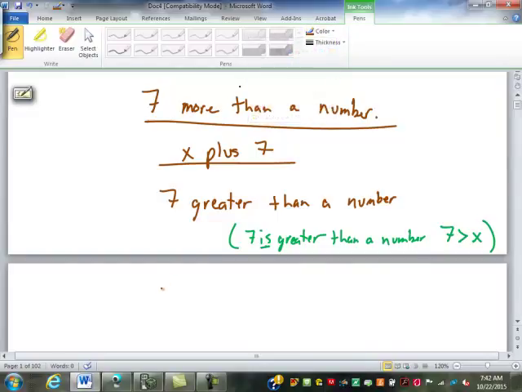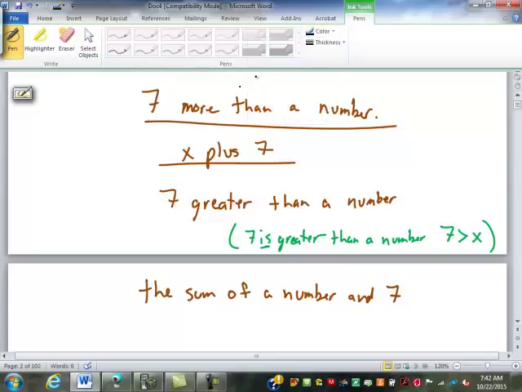Another one I'm going to throw out there is the sum of a number and 7. What does the word sum mean? Yeah. Sum is technically the result of an addition or a total. You've added up several things. It's the result of that. And of course, there are dozens of other phrases we could pull out that would mean a number or a variable plus 7 or whatever.